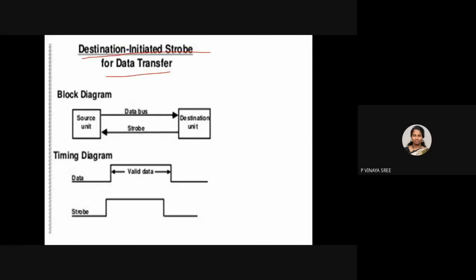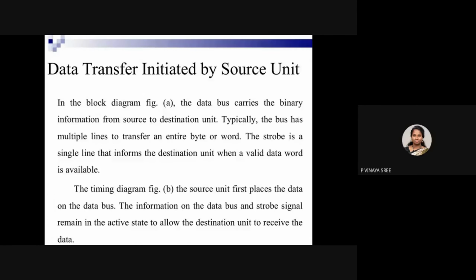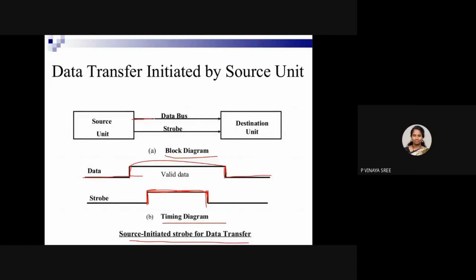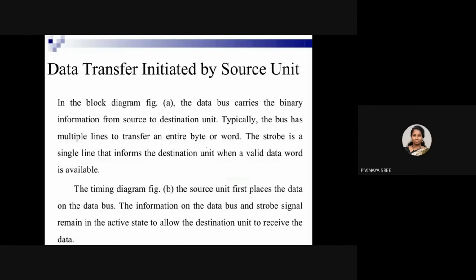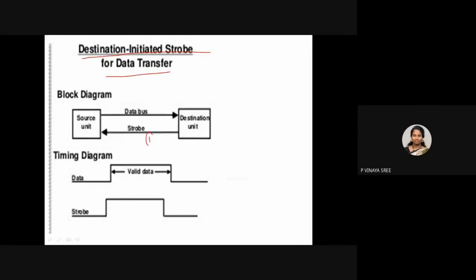In the source initiated case, the source places the data in the data bus. This is the first step. Next, it generates a control signal to the destination unit saying the data is valid. This is the sequence, first and second. Coming to this one, this is the first, why? Because it is destination initiated data transfer.